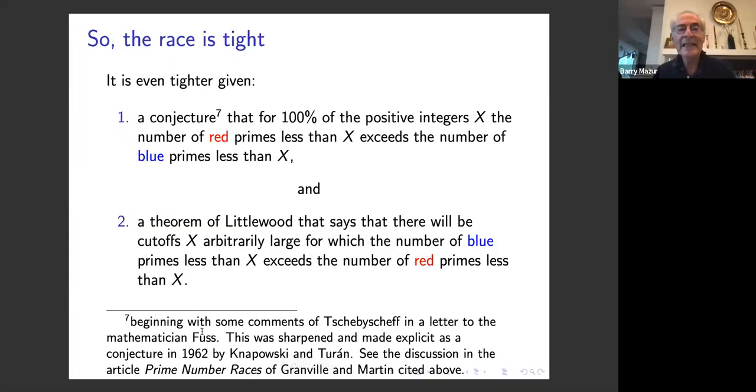The race is tight. It's even tighter given a conjecture and a theorem. The conjecture is that for 100% of the positive integers, the number of red primes less than x beats the number of blue primes less than x. That's a conjecture. But there's a theorem of Littlewood that goes the other way, sort of, that says that there'll be cutoffs that are arbitrarily large for which the number of blue primes less than x exceeds the number of red primes less than x. And the footnote gives places to look for more discussion of that.